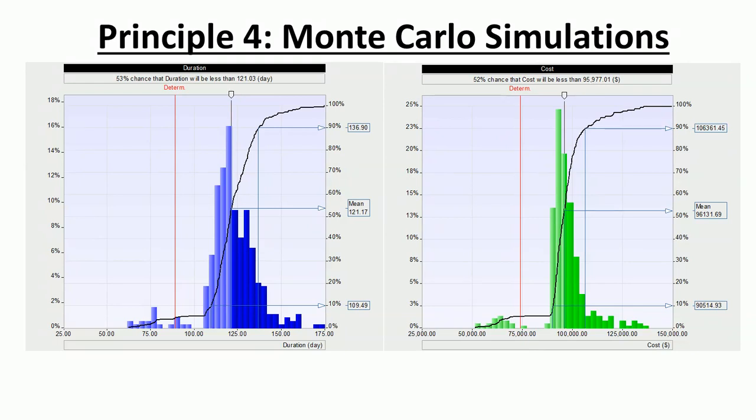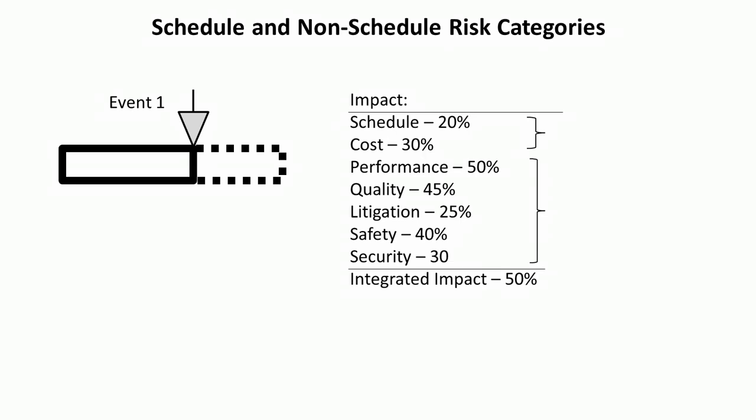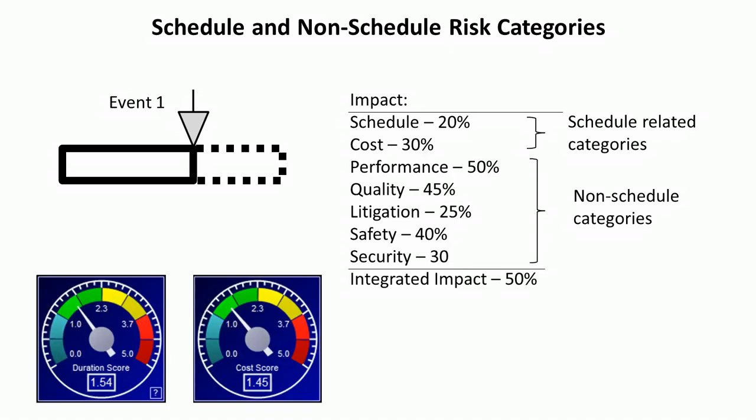In event chain methodology, risk can be not only schedule-related, affecting duration and cost, but also non-schedule, affecting safety, security, performance, technology, quality, and other project objectives. In other words, one event can belong to different categories. The result of this analysis would project risk exposure for different categories, as well as integrated project risk scores for all categories. This integrated project risk score is calculated based on relative weights for each risk category.